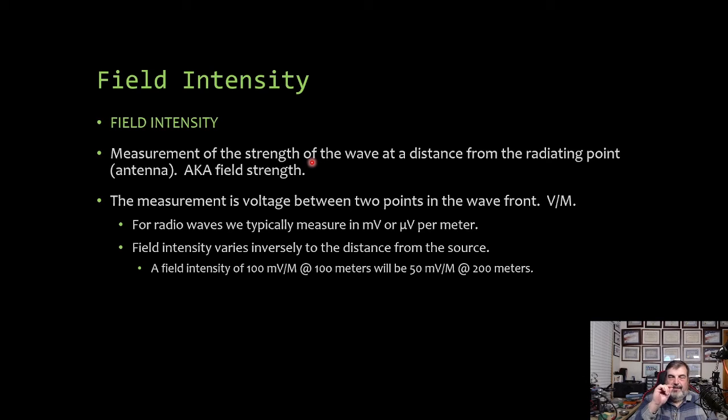And it varies inversely to the distance. So basically, just for numbers, if you have a 100 millivolt per meter field intensity at 100 meters away from the antenna, it's going to halve itself when you double the distance. Okay, so it would be 50 millivolts at 200 meters. Okay, so field intensity also relates to power density.